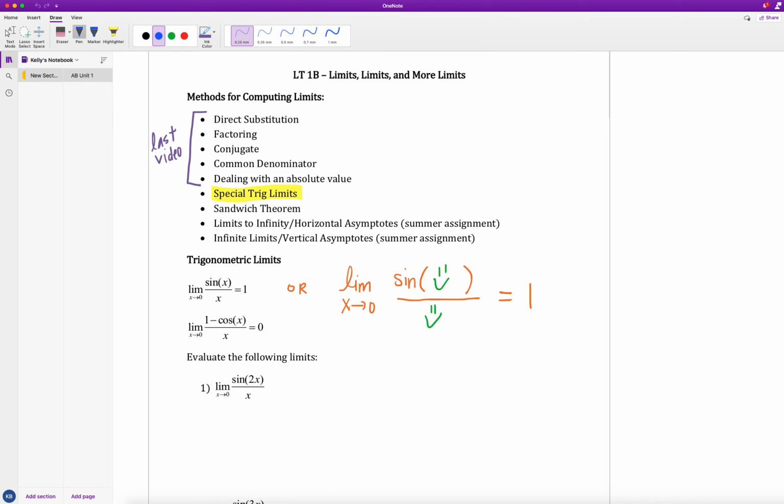In this video, we're going to continue talking about limits. So this is the start of learning target 1B, which is entitled Limits, Limits, and More Limits.